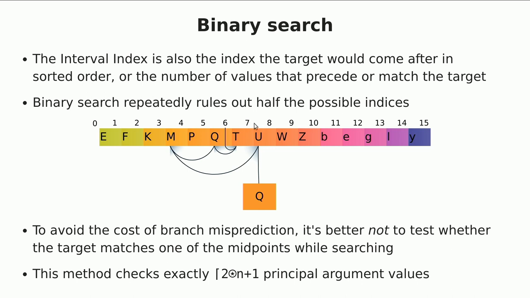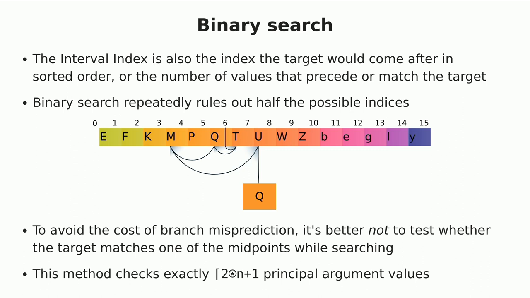And maybe I should explain these indices. So probably the hardest thing about interval index is understanding what the indices in the output mean. And you can see there's this kind of skewed relationship between possible results and possible inputs, because actually there's one more possible result than you have elements in the principal argument.